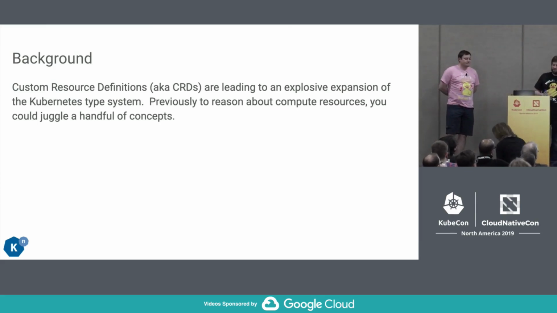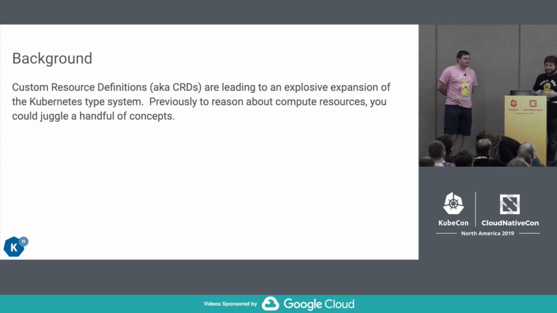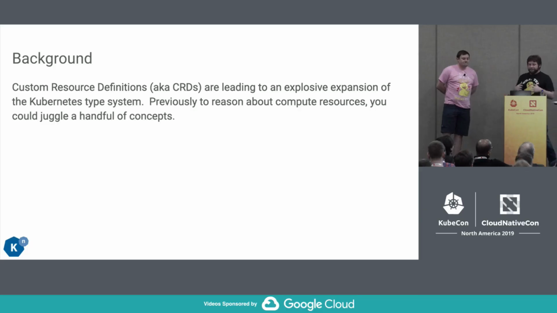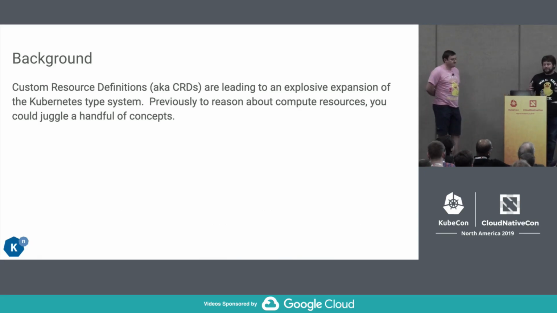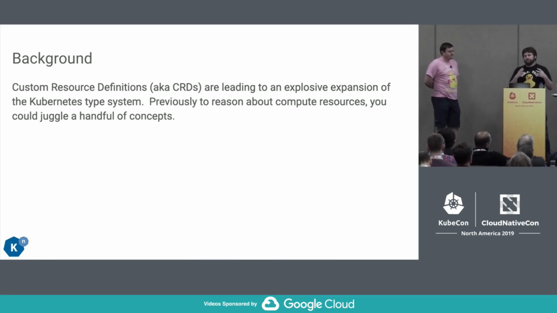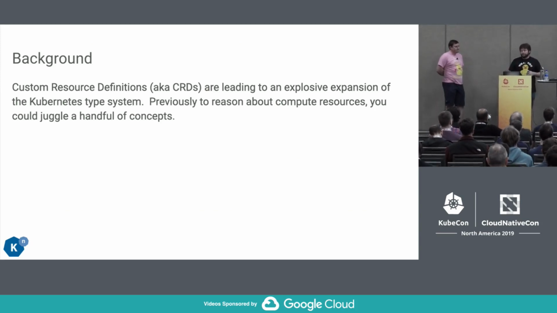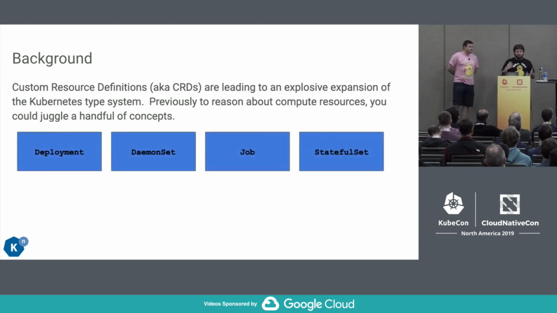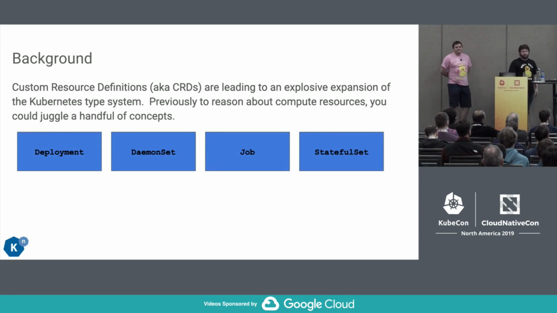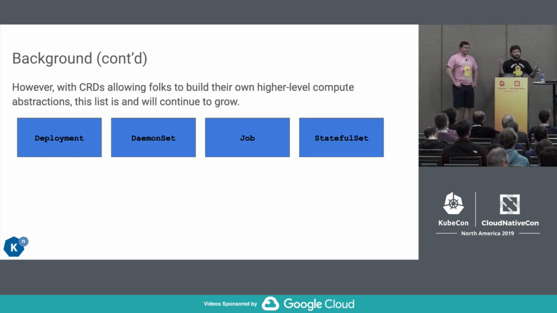So custom resource definitions, AKA CRDs, AKA the new hotness, are leading to an interesting change in the Kubernetes type system. We've gone from a world where we have a relatively small fixed number of types if we want to reason about compute, things like deployments, daemon sets, jobs, stateful sets, types of compute, to a world where any schmo off the street, like us, can start to build higher level compute abstractions.